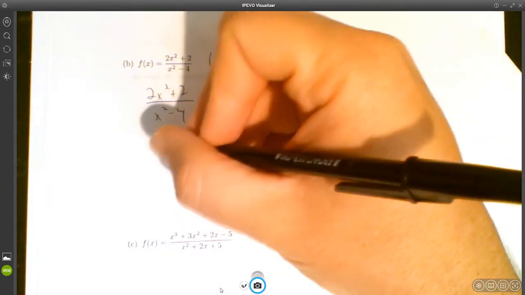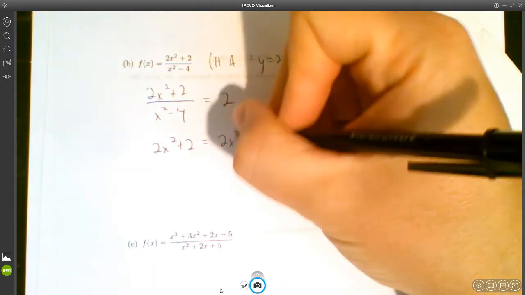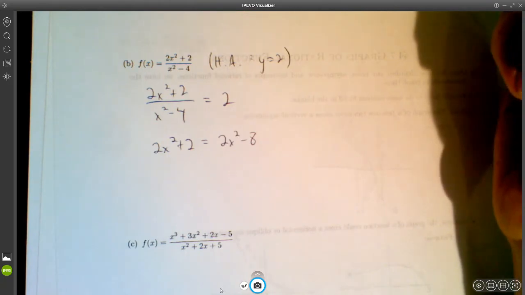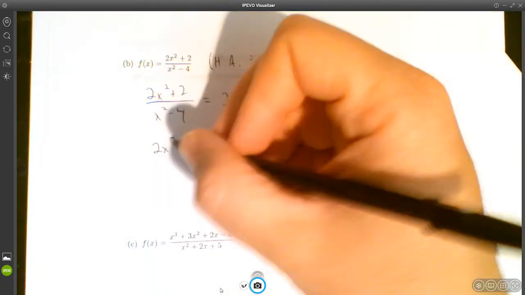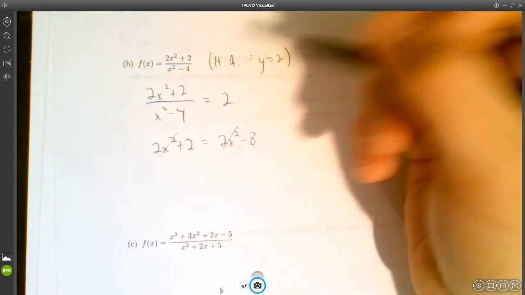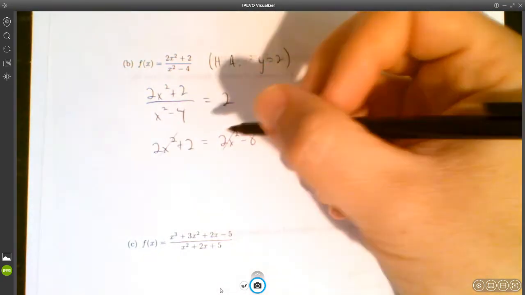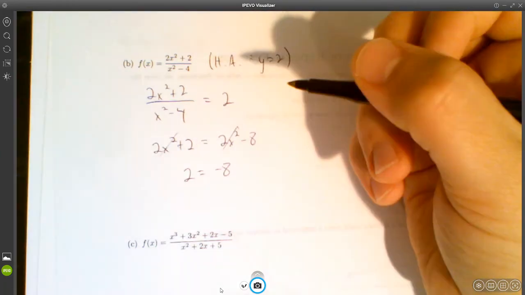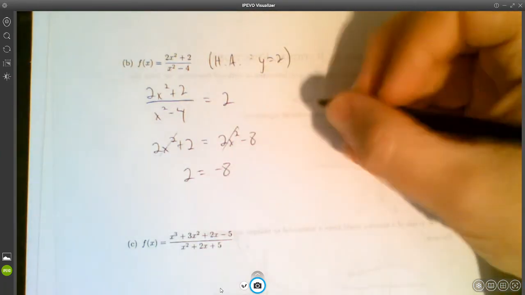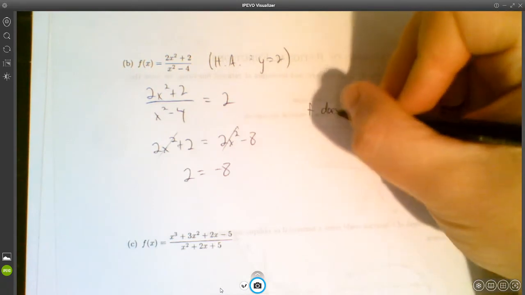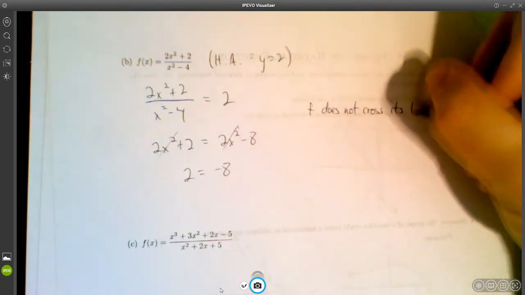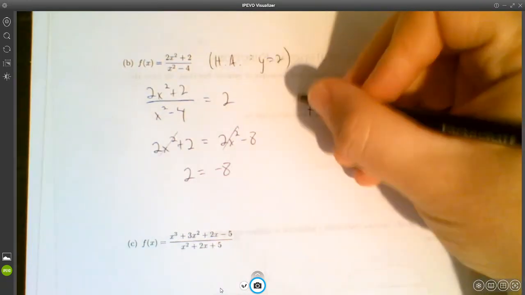So multiplying both sides by x squared minus 4, I get 2x squared minus 8, right, when I multiply by 2. And this is one where clearly we tried to move the 2x squared over, but it just cancels with the one on the other side. And so we get the statement 2 equals negative 8, which is not true, right? So we would say f does not cross its horizontal asymptote in this case.